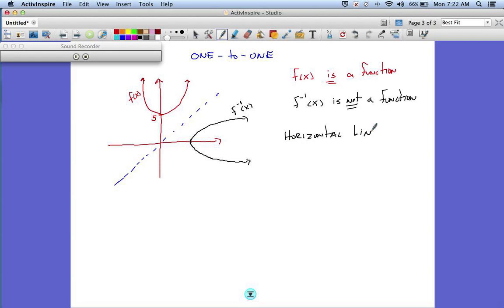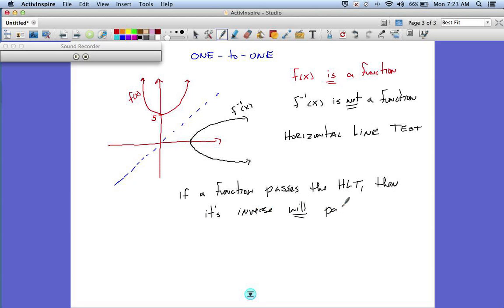Clearly, the parabola does not pass the horizontal line test, and therefore the inverse will not pass a vertical line test since x and y were being switched. So if a function passes the horizontal line test, then its inverse will pass the vertical line test, therefore being a function.